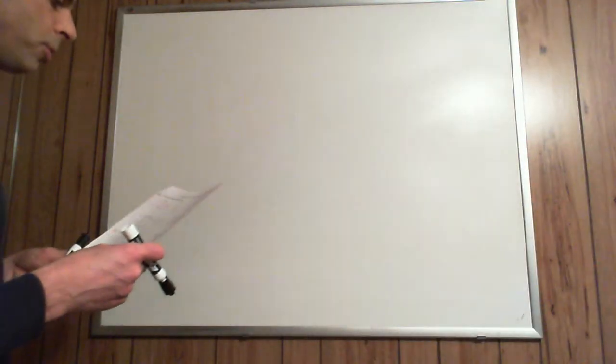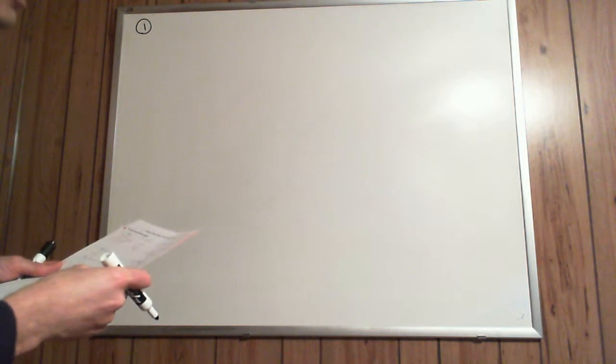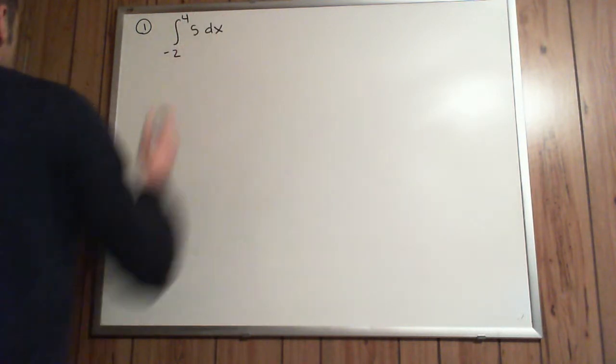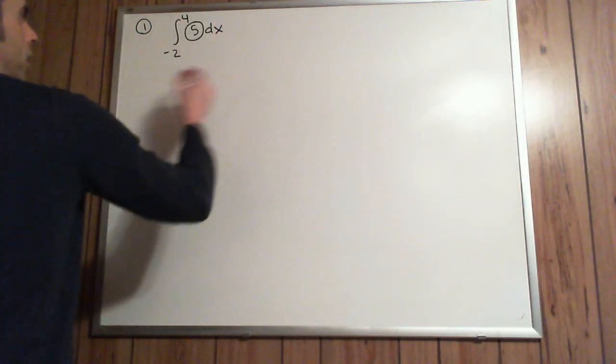Okay, so you need to find in your notes AP Calc section 5.2 part 2 notes and examples. It says use area to evaluate the definite integral. So essentially in this lesson to start, we're going to draw the function in the integrand, calculate the area to get the value of the definite integral. So the first one is the definite integral from -2 to 4 of 5 dx. So we're going to draw the function right here in the integrand.